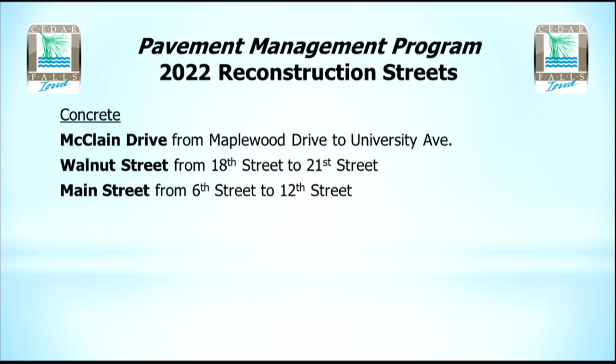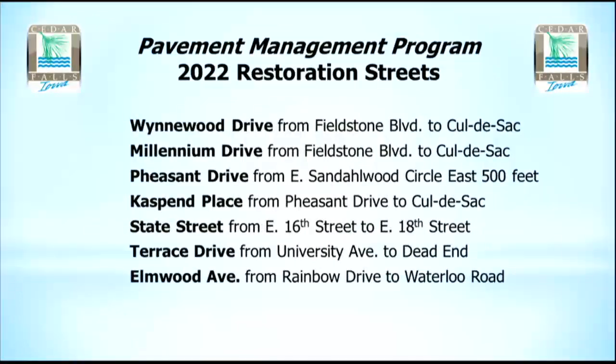Looking at 2022 restoration, again, this is overlaid asphalt with possible gutter repairs. We've got Wynwood Drive, Millennium Drive, Pheasant Drive, and then Caspin Place. One thing about Caspin Place is we've had some residents in that corridor reach out to us and express some concerns. So we'll be looking at doing some modifications to the roadway to help improve drainage in that area. Again, we also have State Street, Terrace Drive, and Elmwood Avenue.